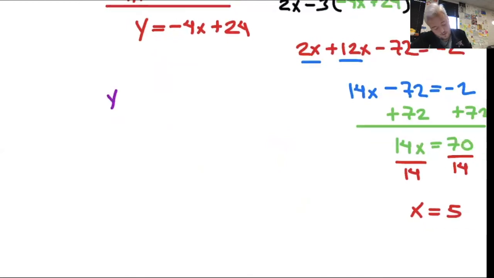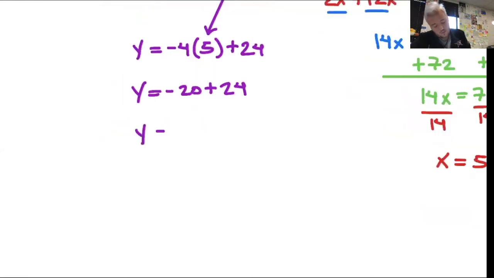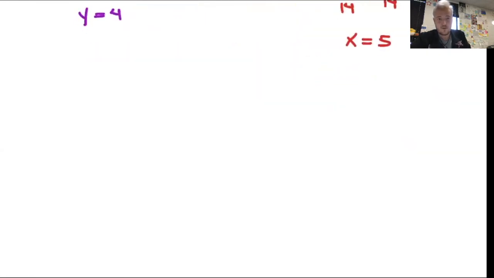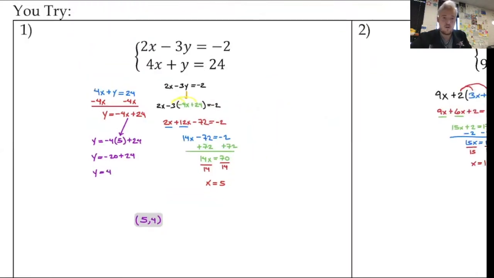So y equals -4(5) plus 24. So I'm plugging in for my x value that I solved for already. So y equals -20 plus 24, which means my y value is 4. So my solution here is going to be (5, 4).